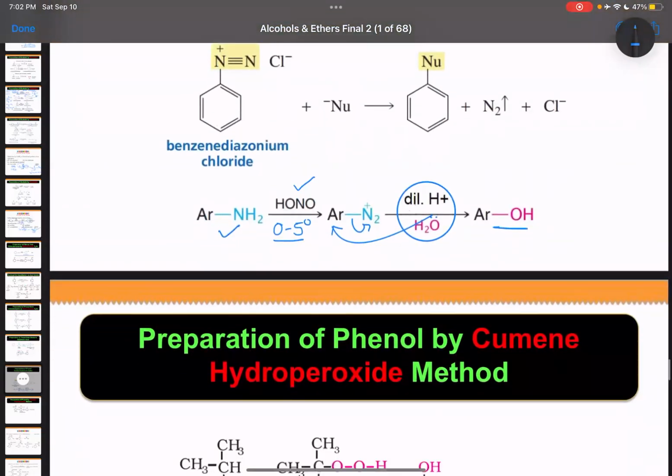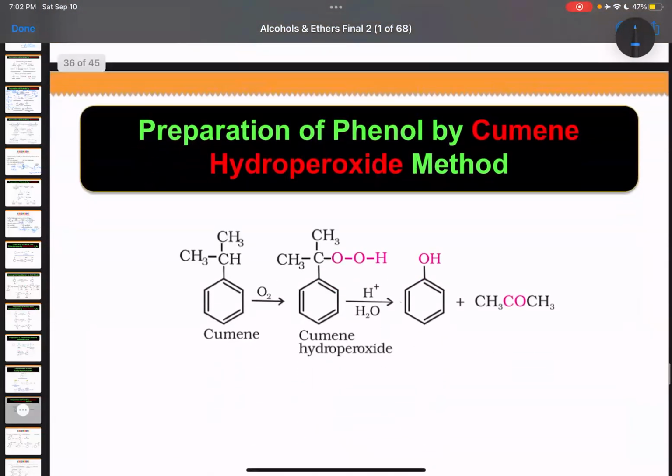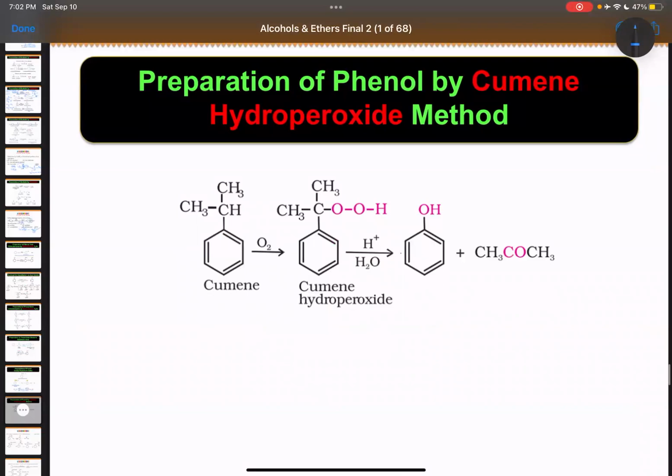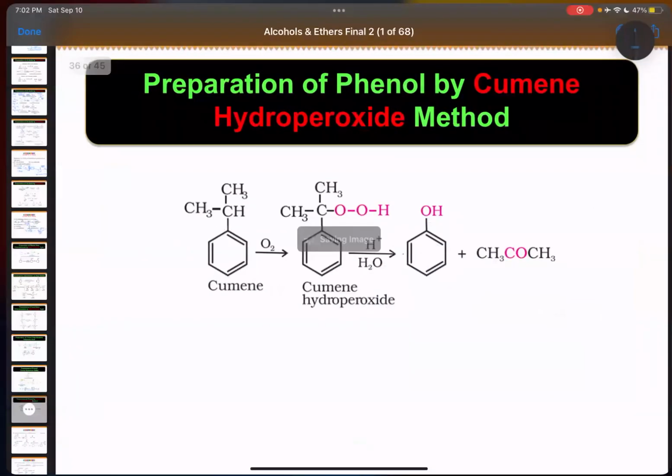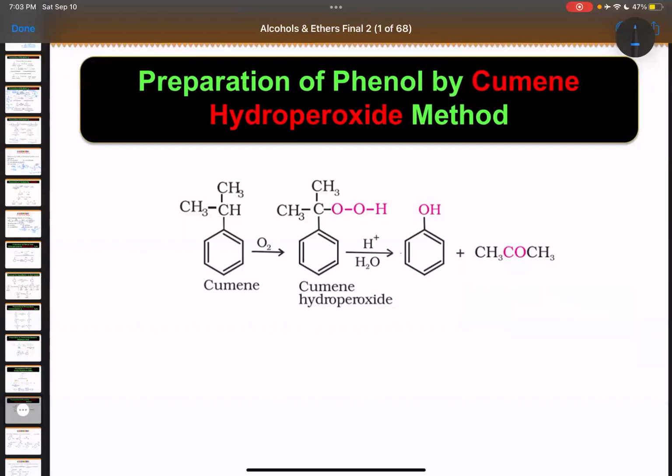And this is the cumene hydroperoxide method. So what do you understand by the cumene hydroperoxide method? What is cumene? What is the common name for cumene?